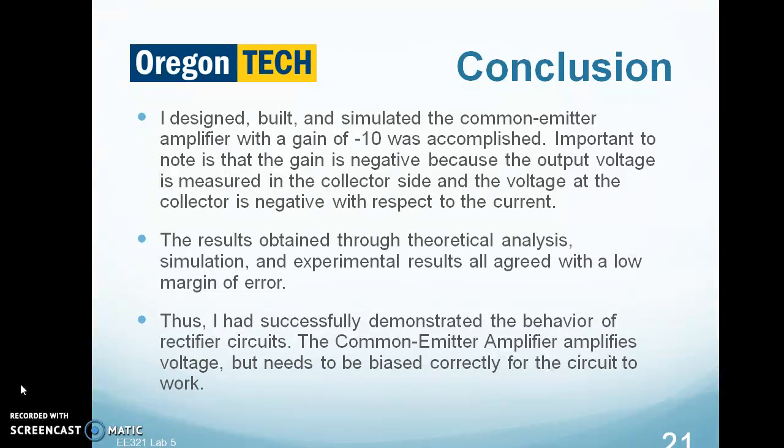So, in conclusion, to summarize this lab, I have designed, built, and simulated the common emitter amplifier, or BJT, with a gain of -10, which was accomplished. And the important note is that the gain is negative because the output voltage is measured at the collector side, and the voltage at the collector is negative with respect to the current.